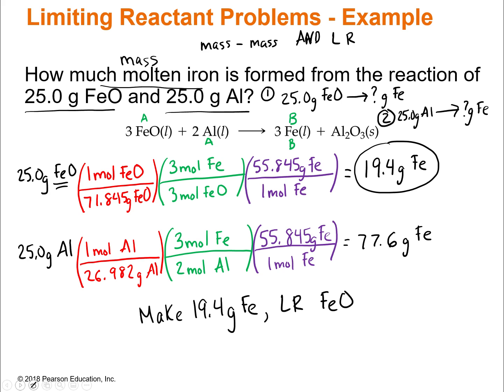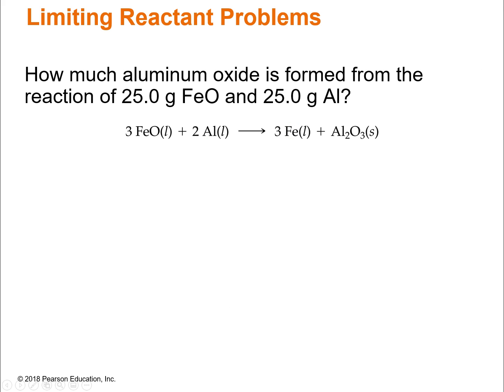All right. So let's try one more together. Same equation, same amounts. Now we're looking at aluminum oxide. So if we have 25 grams of iron 2 oxide, how many grams of aluminum oxide will we make? That's the question for number 1.